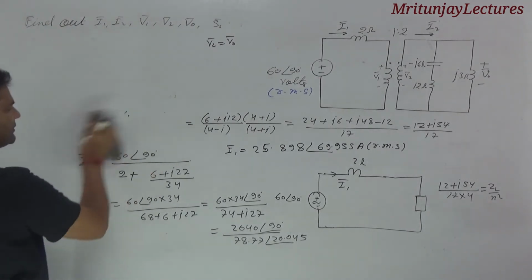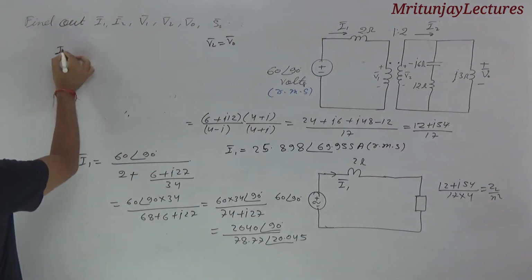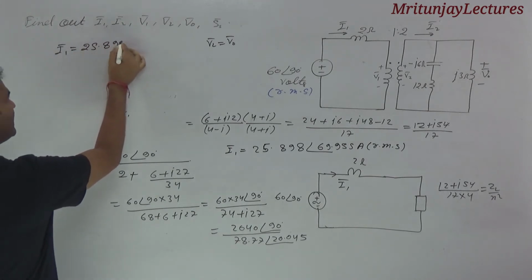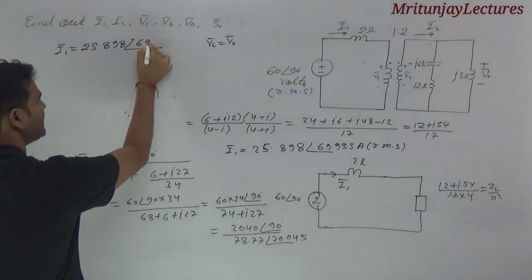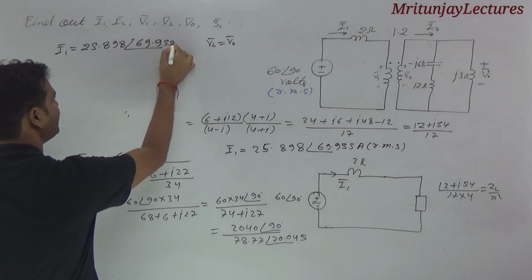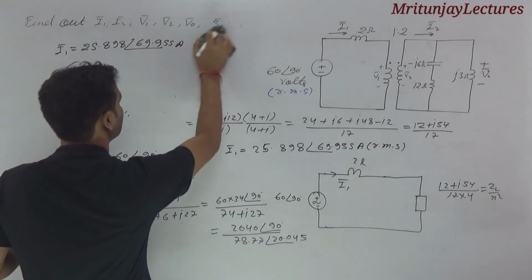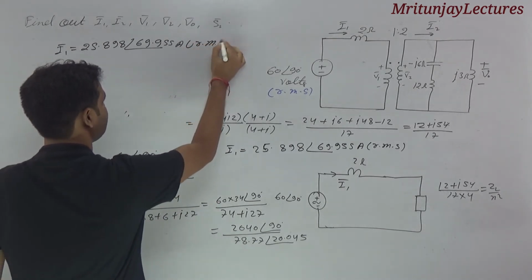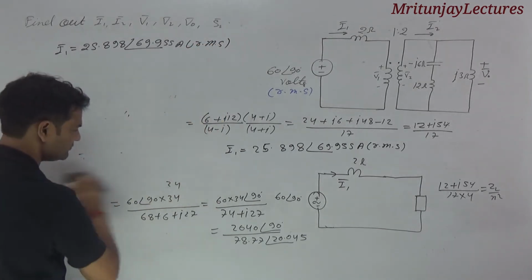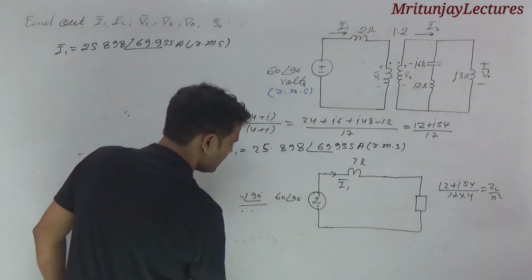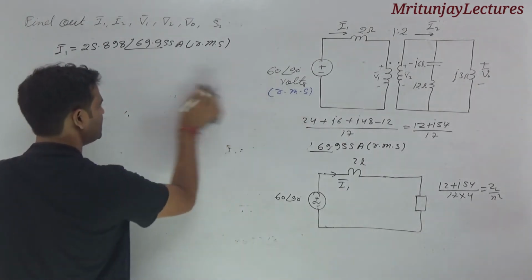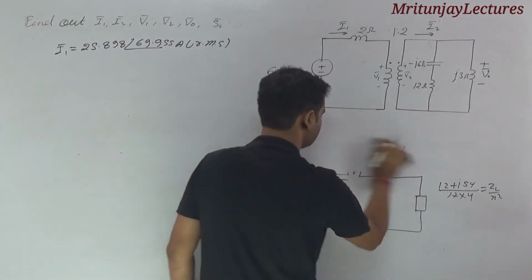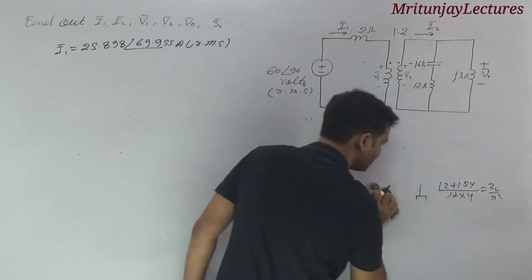What about I1? First of all, I1 is written as 25.898 at the angle 69.955 ampere, RMS. Now our next target: I2, V1, V2.